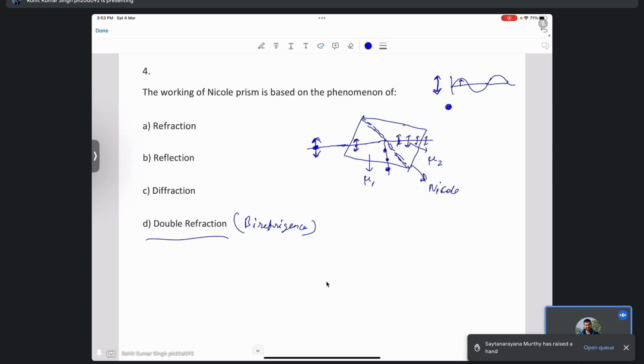No, sorry. So the calcite crystal and the interface. What about the interface? I mean, I have forgotten the material it is made up of. I know calcite is used.